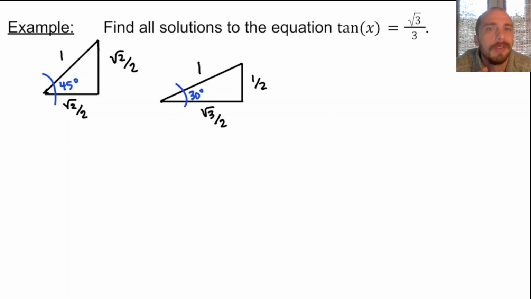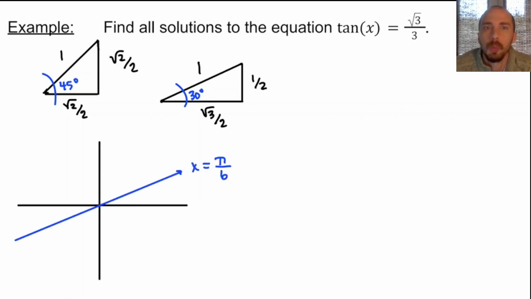Hopefully you've done that enough times. If you've done the homeworks in this class, you've definitely done that enough times. You know where you get root 3 over 3 from. That's from taking 1/2 and dividing it by root 3 over 2. So if we're looking for where tangent x equals root 3 over 3, we see the square root of 3, and we know that means a 30, 60, 90 triangle. Which reference angle is it going to be? Well, looking at this, it's going to be a 30-degree reference angle.